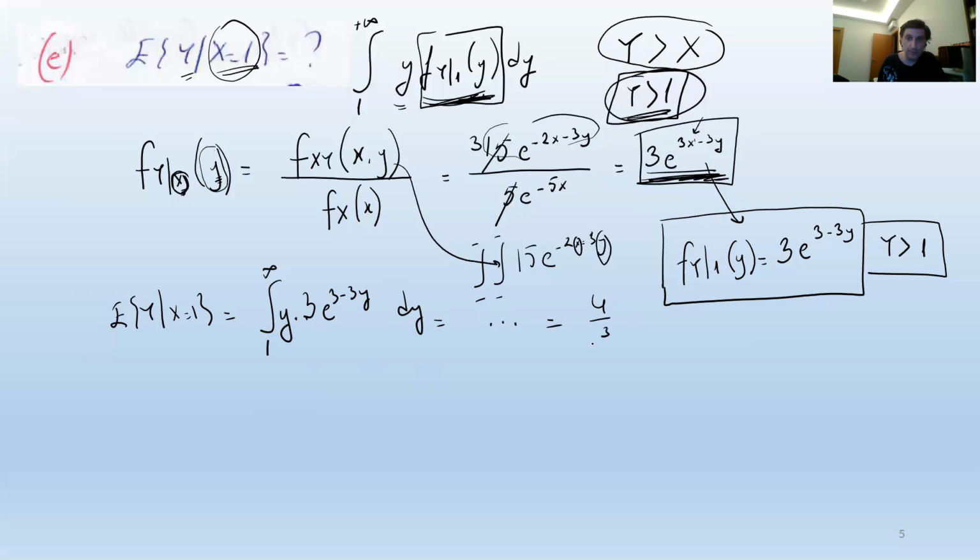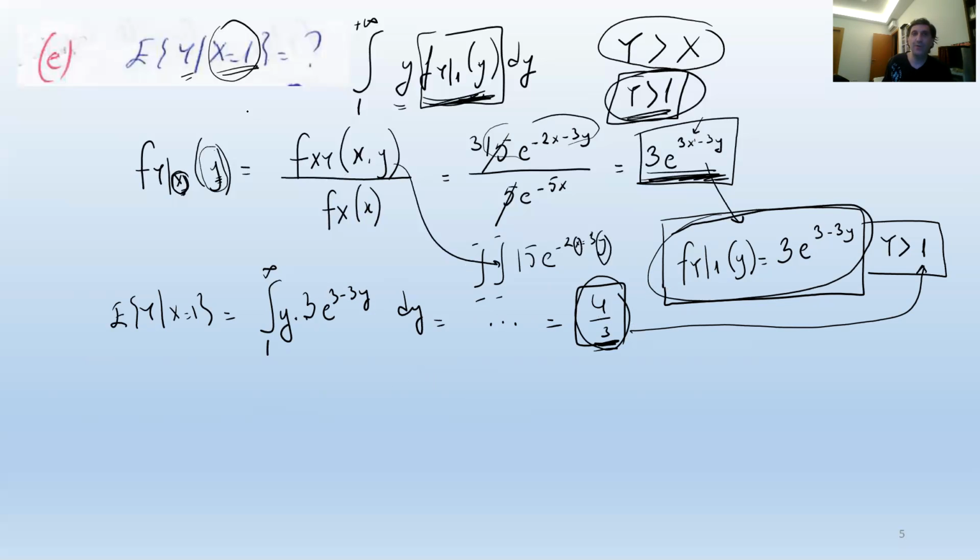It's 4 over 3. Well, it kind of makes sense because, first of all, the first check is that 4 over 3 should have been greater than 1. And it is. After that, we don't know. Of course, this is not a check that this is the correct result, but at least it couldn't have been 3 over 4.